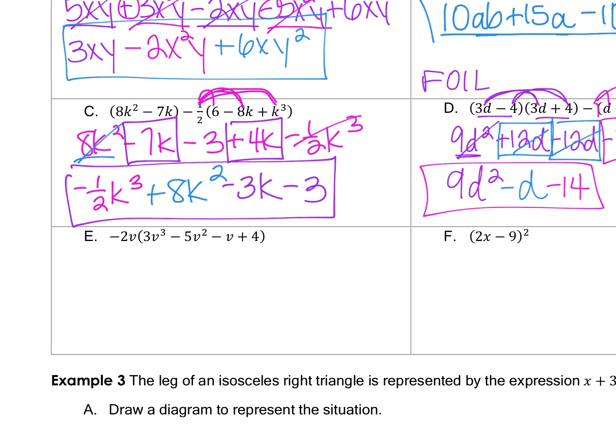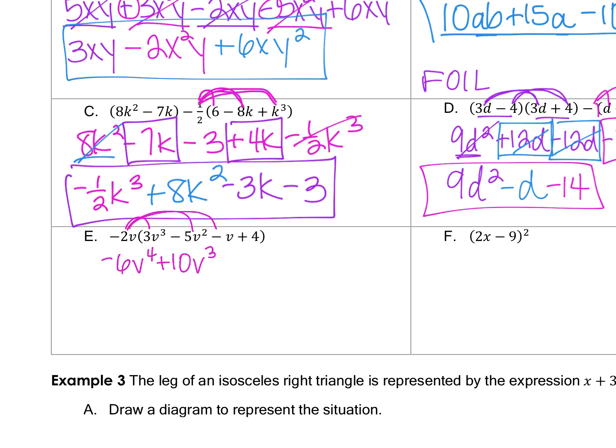All right, let's take a look at E. I need to distribute, so I need to multiply these together. Multiply the coefficients: negative 2 times 3 is a negative 6. V times V cubed would be V to the 4th, because anytime I'm multiplying, I'm adding the exponents. I need to continue on. Negative 2 times a negative 5 is a positive 10. V times V squared is V to the 3rd power.